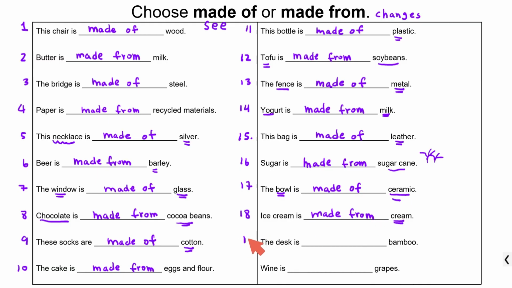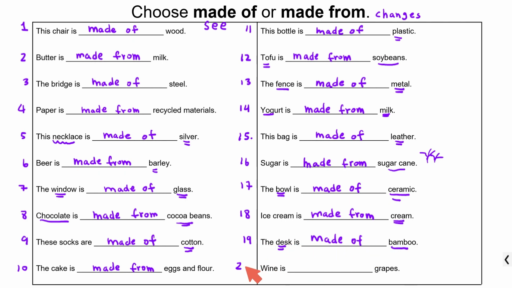Right, let's go to number 19. The desk is blank space bamboo. Alright, so we can literally feel it, we can see the material on the desk, and we can even touch it. So we have to choose for this one made of. So we can nicely read the sentence now. The desk is made of bamboo.